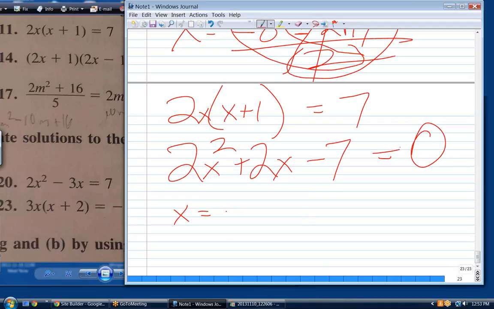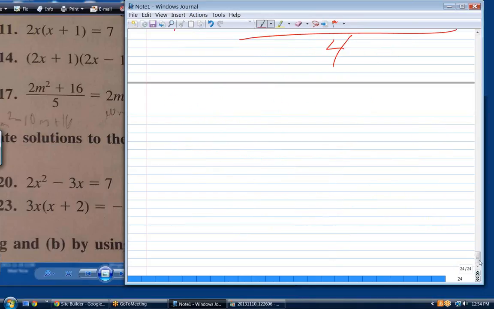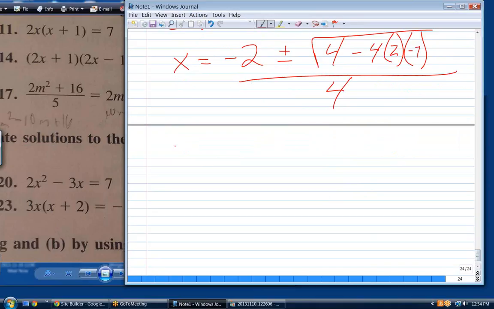Minus b? Negative 2 plus or minus the square root of 4 minus 4, 2, and then negative 7, over 4. Simplify the radical part. I think that's negative 52. Plus 4, right?